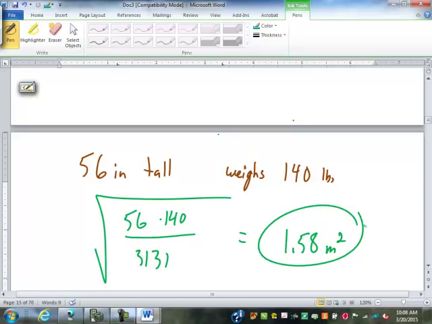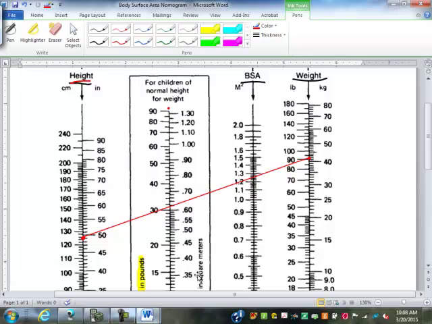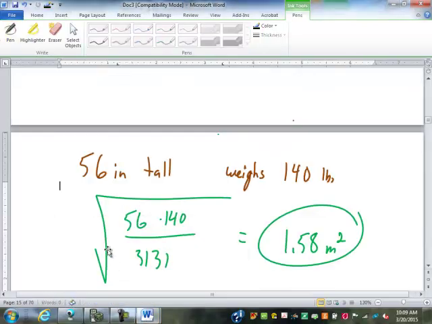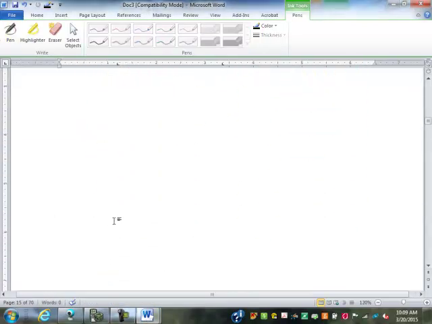Let's double check this one on the nomogram. So 56 inches, 140 pounds. See if we get close to it. So 56 inches is going to be right there. 140 pounds, about there. Well, you can see it's giving us like 1.625. So the nomogram, and this has been my experience in the past, almost always gives you a little bit higher than the formula. I like the formula anyway. I'm a math geek though.